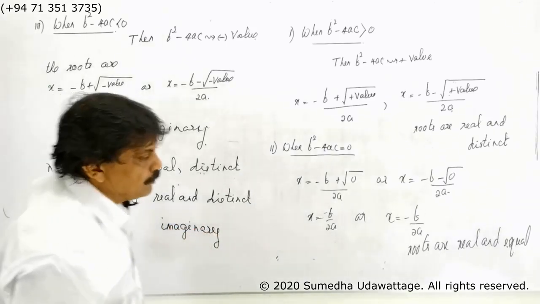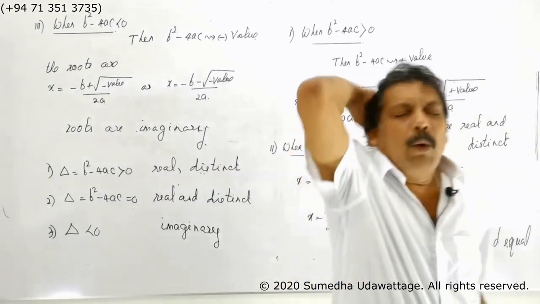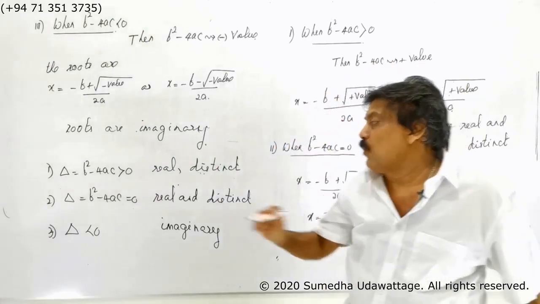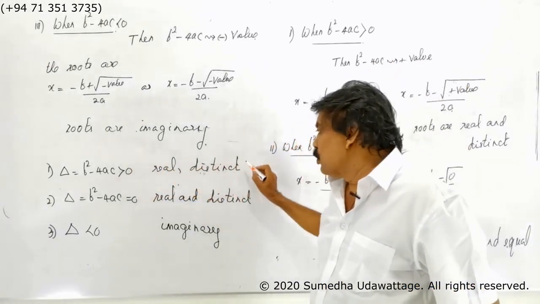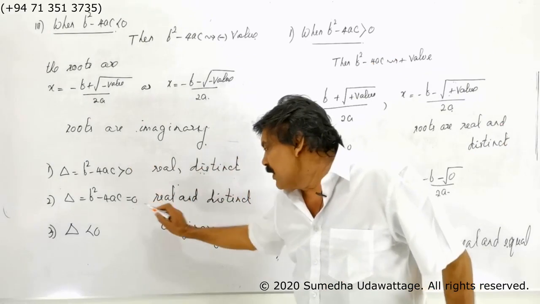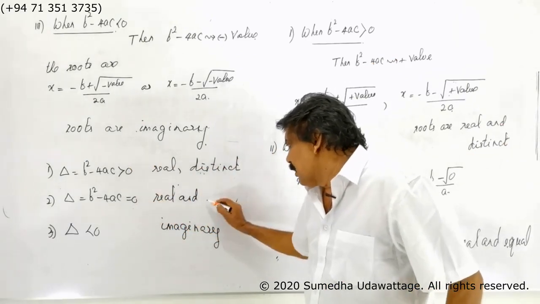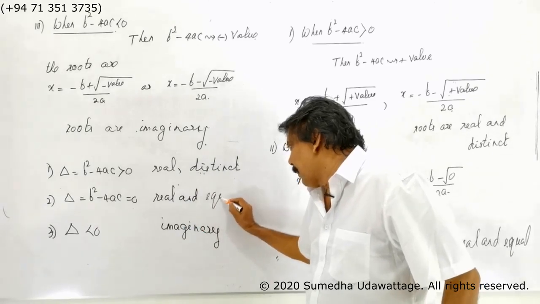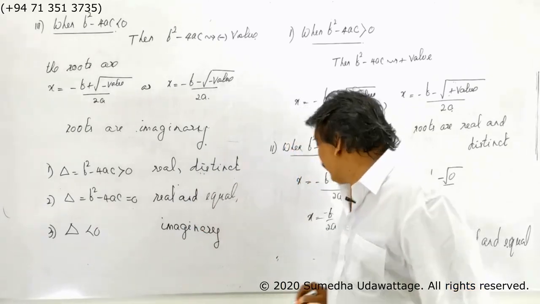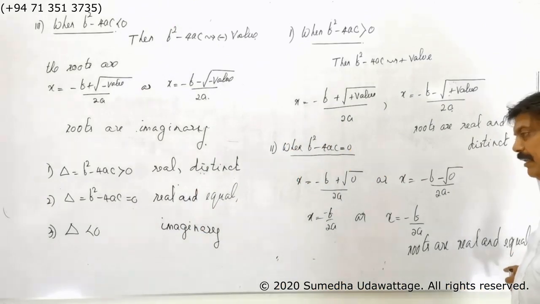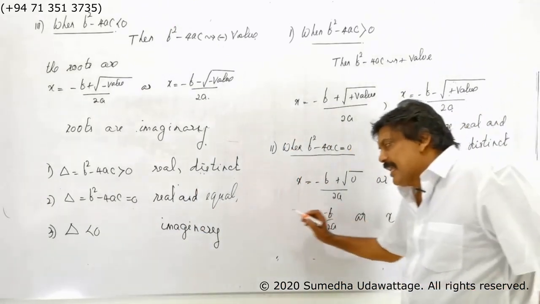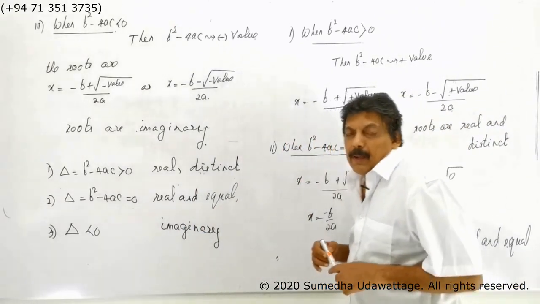Imaginary. Look here. When b square minus 4ac is larger than 0, roots are real and distinct. When it is equal to 0, the roots are real and equal. When delta is less than 0, roots are imaginary.